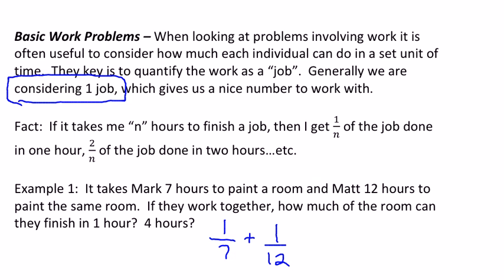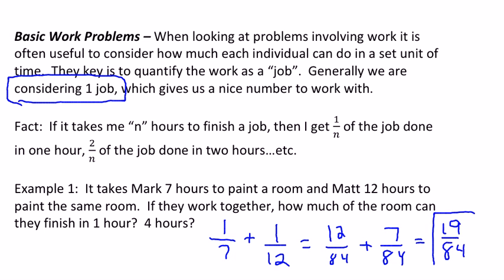So we add these two fractions up. The common denominator is just 84, and so we're going to have to do just a little bit of math. When you convert those to common denominators, you get 12 over 84 plus 7 over 84 equals 19 over 84. So the amount of the room that's done in 1 hour is 19 over 84. It's a fraction of the total amount of the job. It's not an easy number to work with, but it's a number that we can rely on.